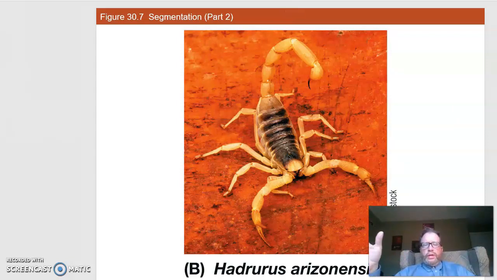So this is a scorpion, and you see some of the segments have pincers on them, claws, and then some have legs on them, and then some don't have legs on them, and then legs again, and then actually the last couple of segments form a tail with a stinger at the end, right? But those are really just specialized segments.